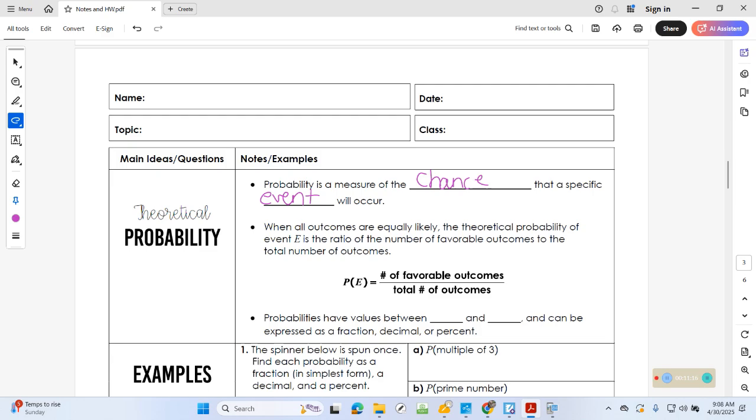When all outcomes are equally likely, the theoretical probability is calculated, of course, as the favorable outcomes to the total. So I know this is on your sheet. I'm just gonna circle it because that's gonna be the calculation we're gonna use. So that total number of outcomes, I'm going to be using a lot of that fundamental counting principle where I'm just multiplying them together. That's going to be easy to get the total, and then we'll have to get into the favorable outcomes here in a minute.